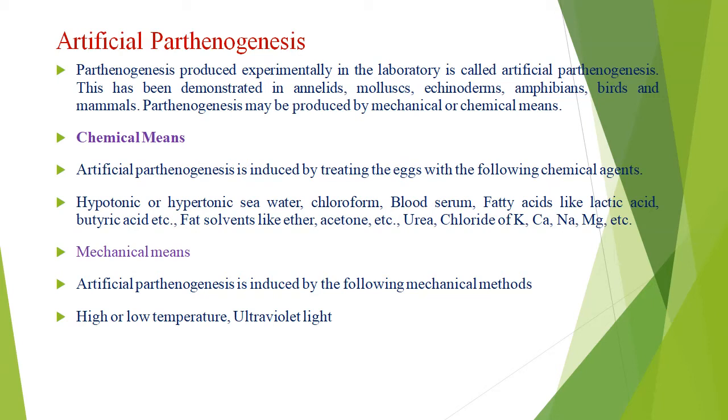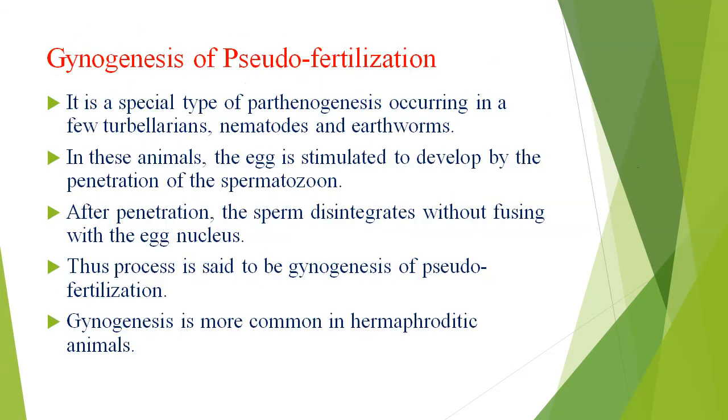Then what is artificial parthenogenesis? Parthenogenesis produced experimentally in the laboratory is called artificial parthenogenesis, as the name itself reveals. This has been demonstrated in annelids, mollusks, echinoderms, amphibians, birds, and mammals. Parthenogenesis may be produced by mechanical or chemical means. When we talk about chemical means, it is induced by treating the eggs with many chemicals like hypertonic or hypotonic seawater, chloroform, blood serum, and fatty acids like lactic acid and butyric acid. Fat solvents like ether, acetone, etc., urea, and chlorides of potassium, calcium, sodium, and magnesium can also be used. When we discuss mechanical means, artificial parthenogenesis is induced by the following mechanical methods: high or low temperature and ultraviolet rays.